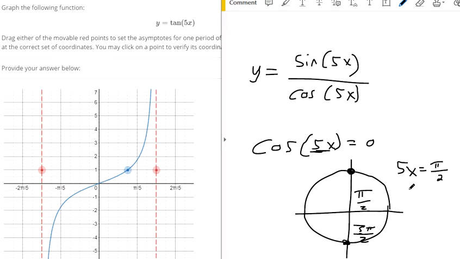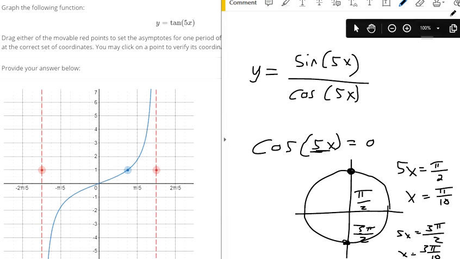So to solve that equation, just multiply both sides by 1/5. So we got x equals pi over 10. And then we also need to solve for 5x equals 3 pi over 2, so that means x equals 3 pi over 10. So those are asymptotes.